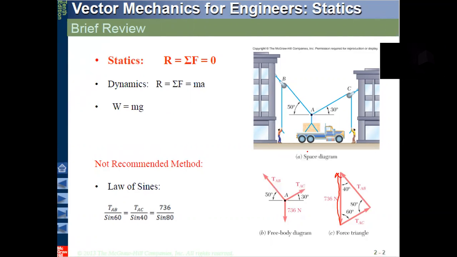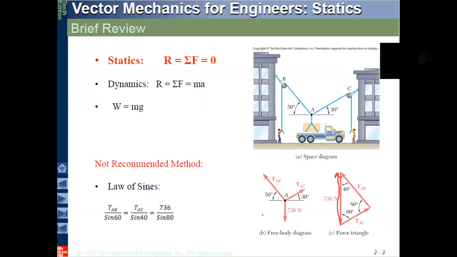Well, for example, imagine you have a system like this. We have two cables that are connected to a point A, and it is carrying a weight, and it is in a static case, so the resultant of all the forces equals zero. It means that TAC plus TAB plus 736 is equal to zero, the sum of these three vectors.